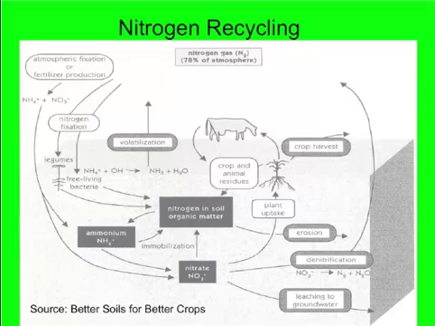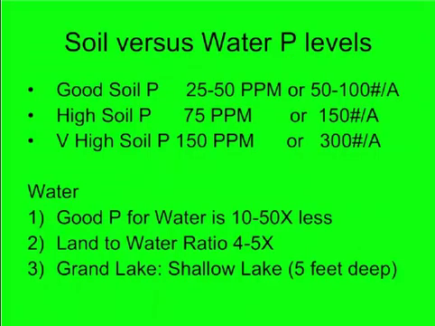Another big area where we're seeing losses is denitrification on our heavy clay soils. We could be losing as much as 40 to 60% of our nitrogen from denitrification when we have standing water here in the spring. Just taking a look at soil versus water P levels.